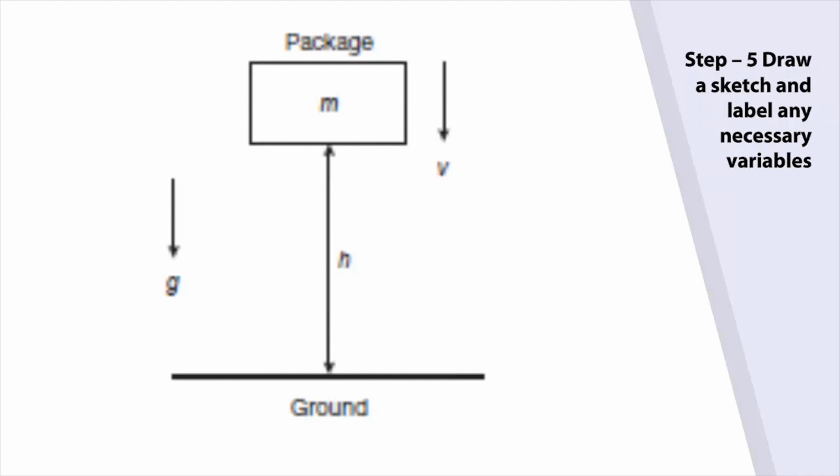Step 5 is visualizing the problem and labeling any necessary variables. The best way to quickly know a solution to any problem is to visualize it. Here height h is shown and the package is shown with mass m coming down with velocity v, and acceleration due to gravity is g.